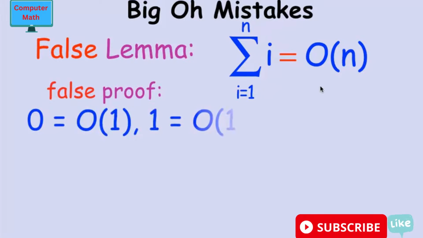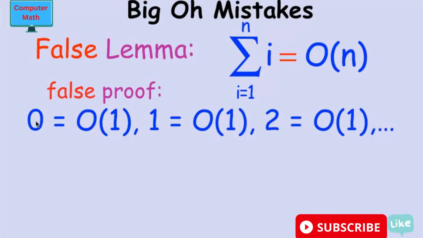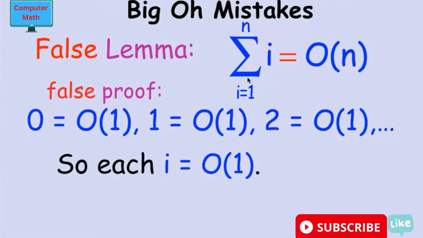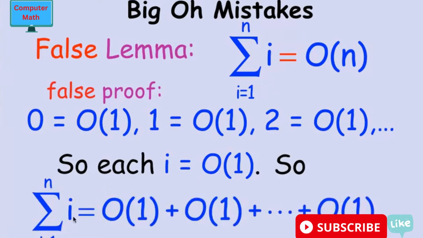Here's the false proof. Let's first of all notice that any constant is O of 1. So 0 is O of 1. 1 is O of 1. 2 is O of 1, and so on. Any constant function is O of the constant function 1. Okay, that's true. So that means that each i in this sum, i is a number. It might be 1, it might be 2, it might be 3, it might be 50, whatever it is, it's O of 1. And that means that I could think of this sum from i equals 1 to n as O of 1 plus O of 1 plus O of 1. And that's, of course, n times O of 1, which is O of n.